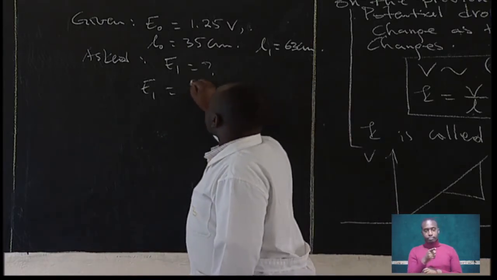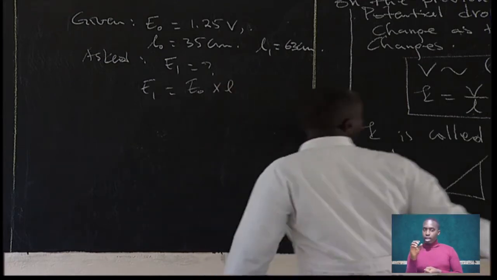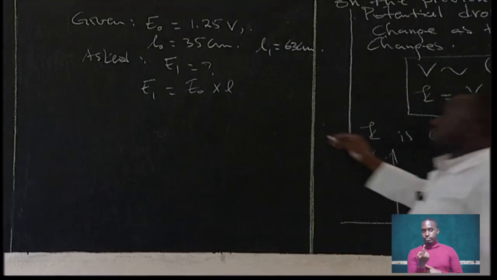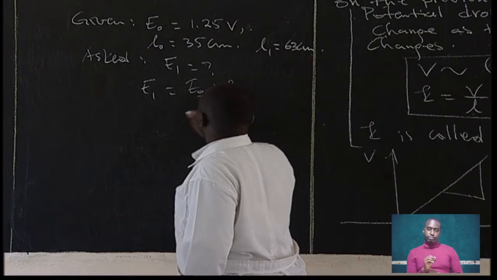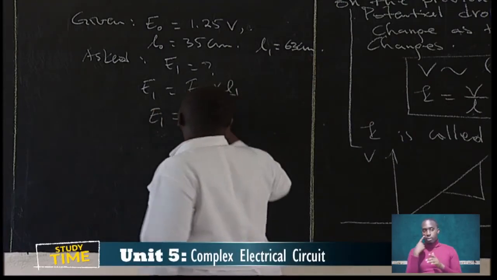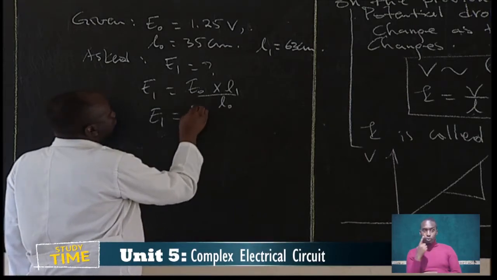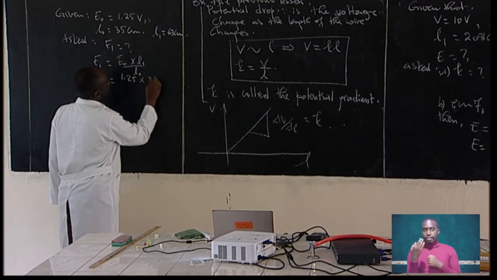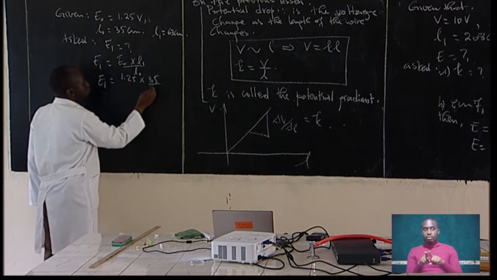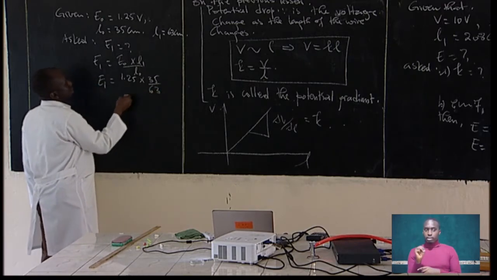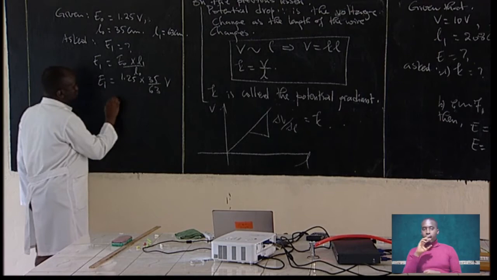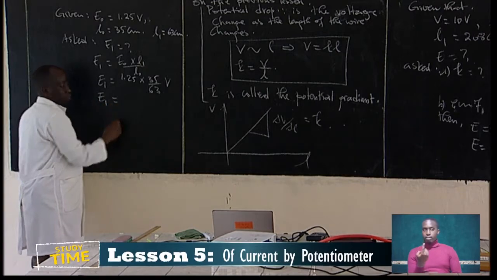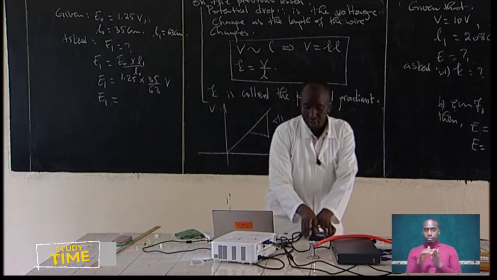So here we have E0 times L1 over L0. So if we substitute, we find E1 is 1.25 times 35, because we have the same unit, no reason for converting them into meters. And then the answer will be in volts. So this is E1 will be equal to, take your calculator and perform this with me.